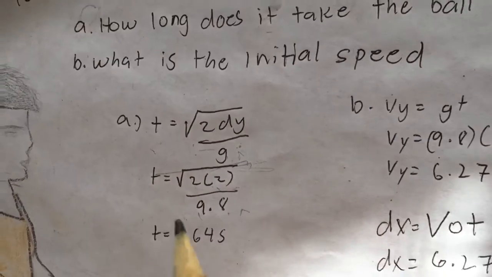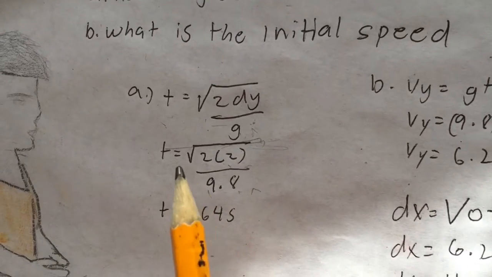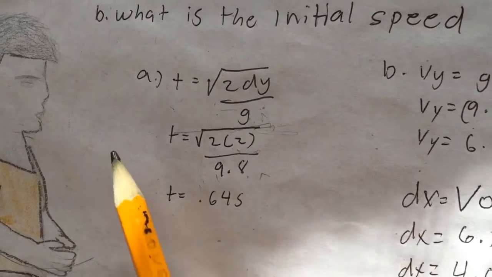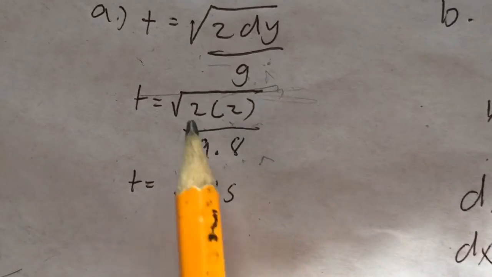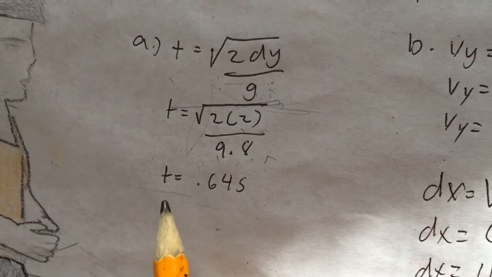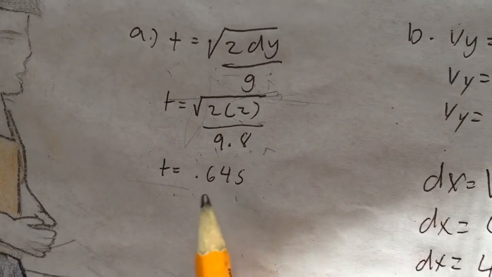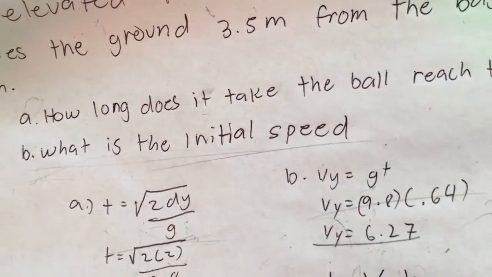Next thing that we are going to do is multiply 2 by 2, then divide it by 9.8, then take the square root. So the answer is 0.64 seconds. The time is 0.64 seconds. Next is, what is the initial speed?